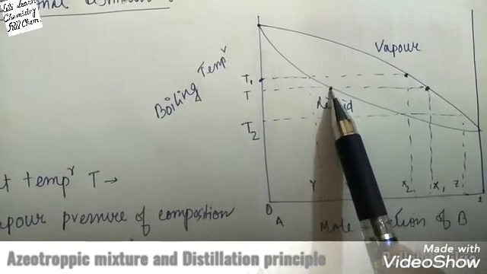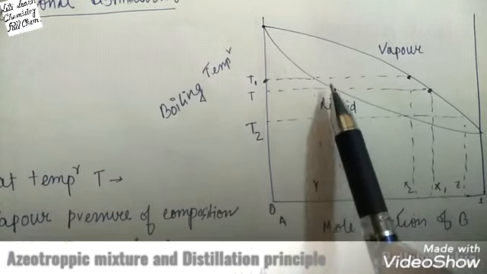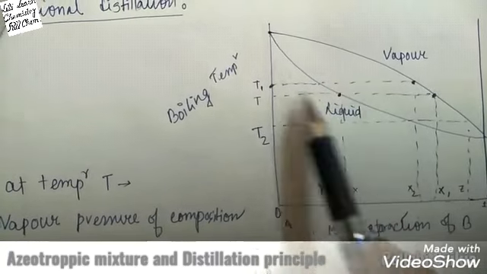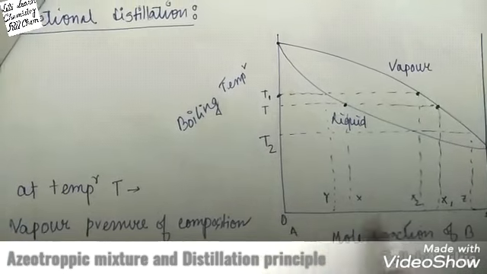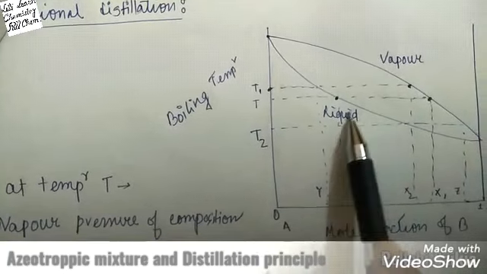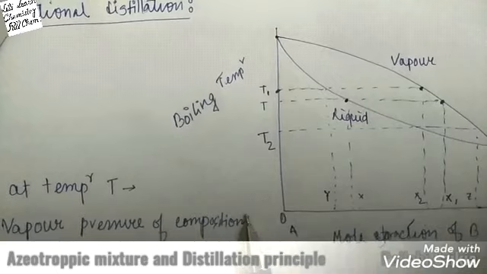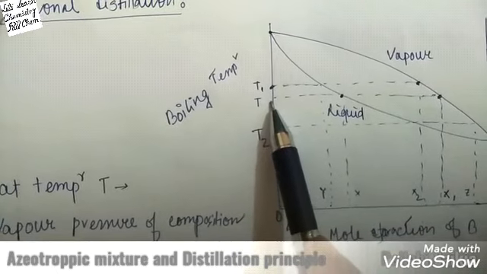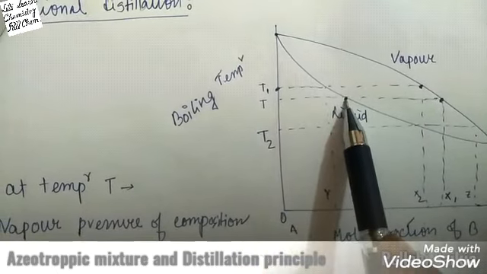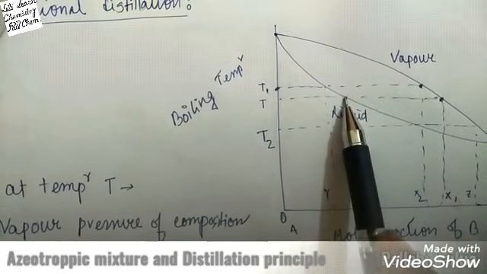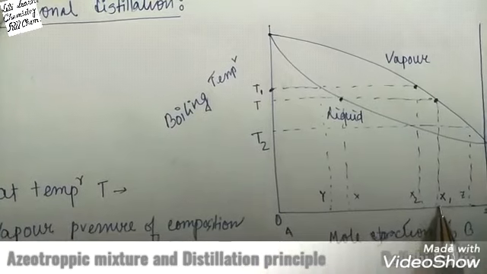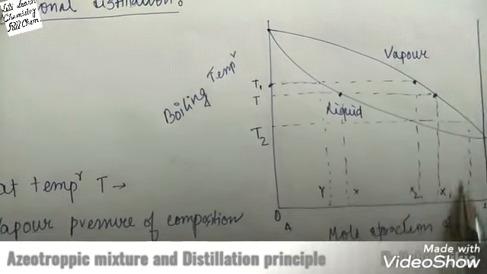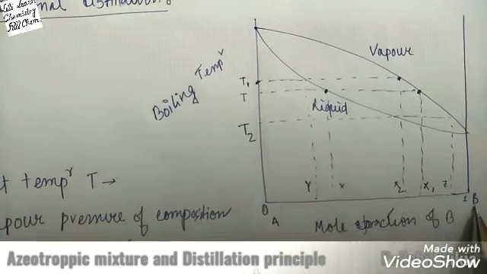And at this point, the composition will be X, which is richer. This is the residual liquid, in liquid state, and it is rich in A because it is on the left hand side. So for a particular temperature T, the composition X is in liquid state, which is rich in A, and the composition X1 is in vapor state, which is rich in B.